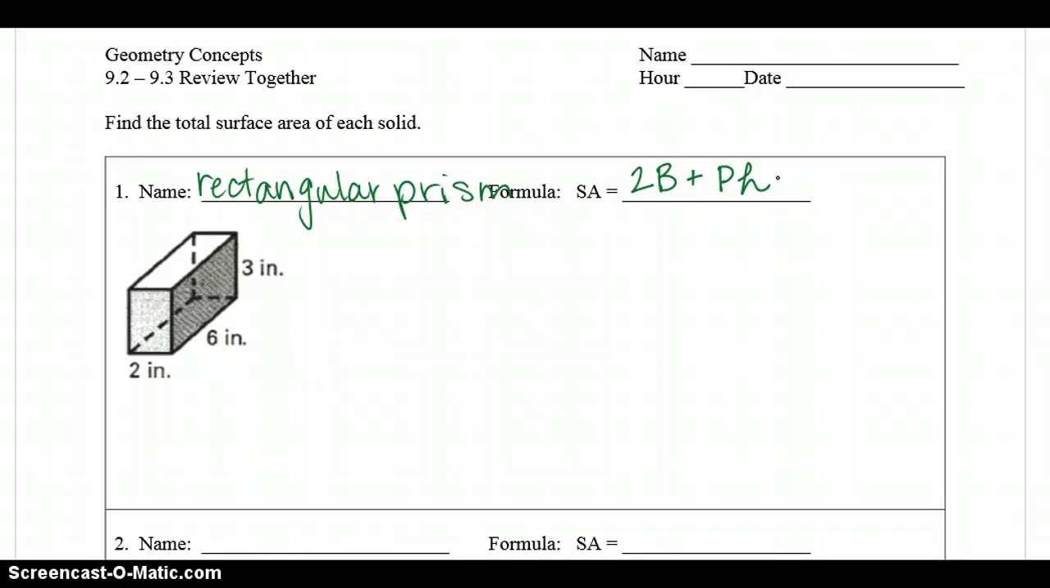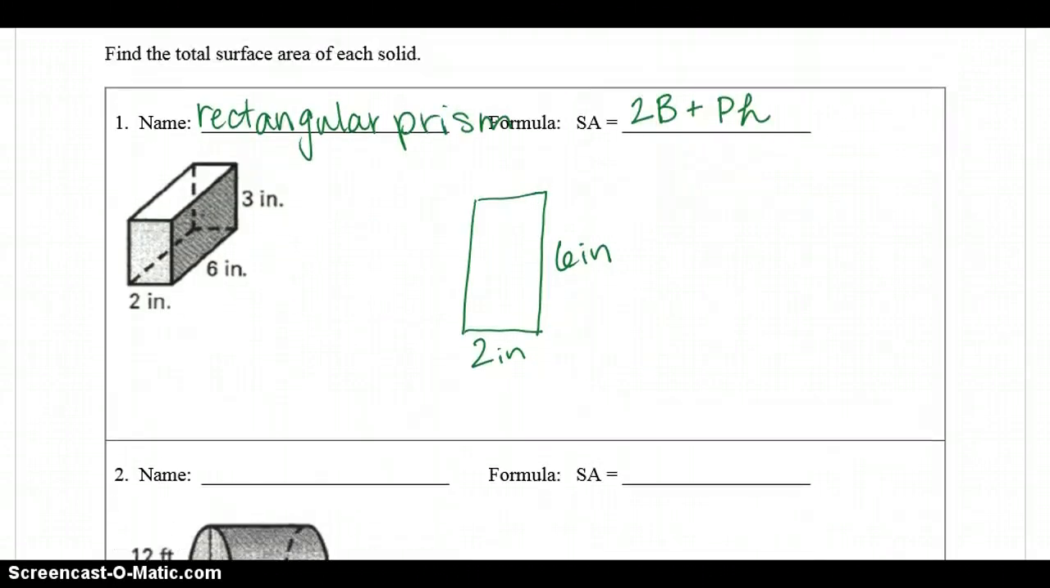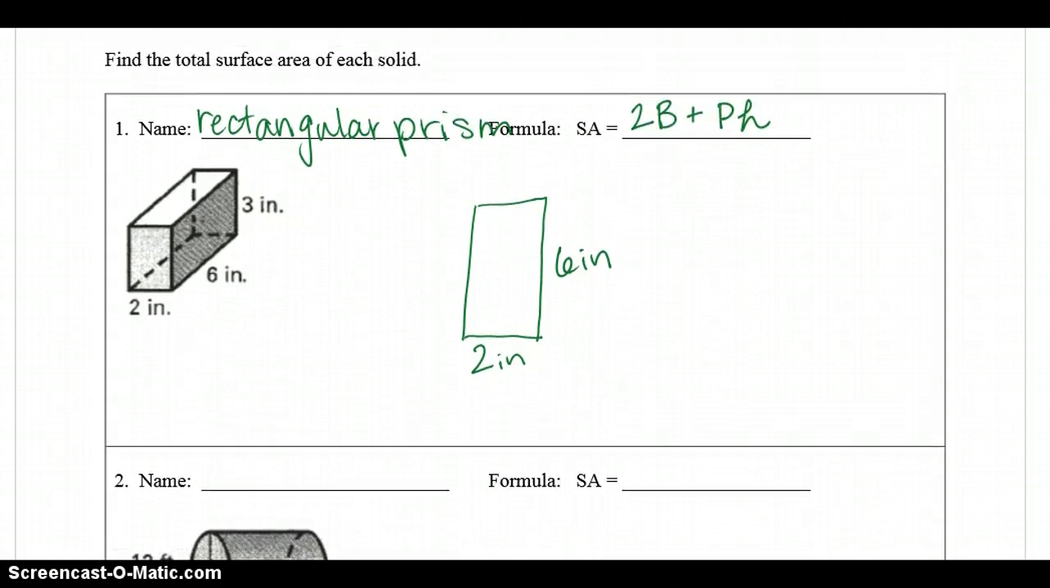In this empty space, I want you to draw a picture of the base. Again, we said our base was a rectangle. What are the dimensions of our rectangular base? What are the length and the width? 2 and 6. Go ahead and put those on your picture as well. Now we need to find the area of our base, the perimeter of our base, and the height of our solid.